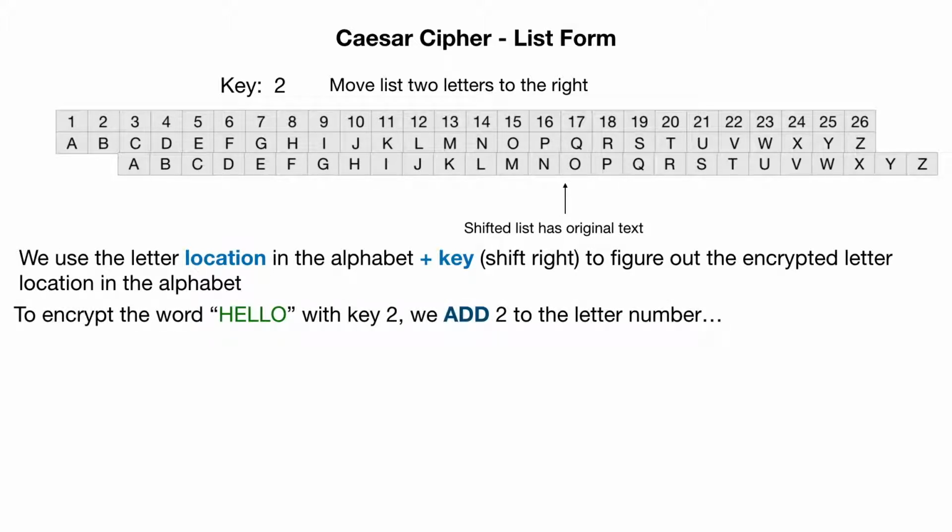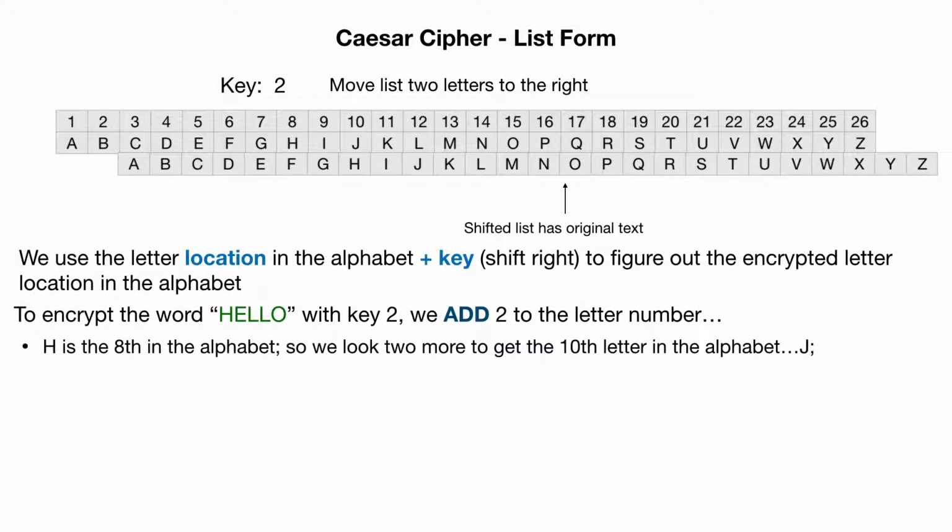If I wanted to encrypt the word hello, and if I use key 2, we're going to add 2 to that letter's number. So H is the 8th letter in the alphabet, and I can see that by looking at the top row of my alphabet string. So we look 2 more to get to the 10th letter. So I take 8, I add 2, I get the 10th letter, and that's a J.